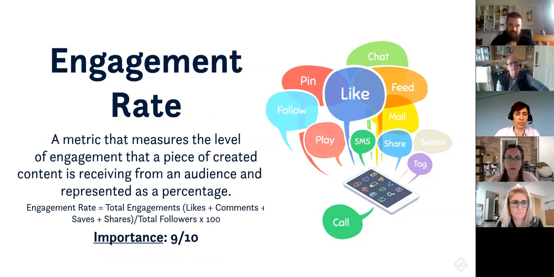Engagements are pretty important, and they work towards the next term, which is engagement rate, which we put the most importance on. That's a metric that measures the level of engagement that a piece of created content is receiving from an audience, represented as a percentage. I've got how we come up with it down there. I'm sending this through, so you don't need to jot it down or anything. But this is the one that we place pretty high importance on. It really shows what percentage of our audience are engaging with the content we're producing.